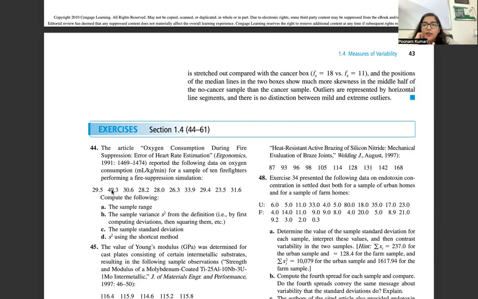Okay. So what I can do here is, let's say if I take 2 digits before the decimal as my stem, then what happens? I will have numbers 29 as stem, 49 as stem, 30 as stem, 28, 28, 26, 33, 29, 23, and 31. But what is the problem here? The distance between them is very big, right? Suddenly there is 49.